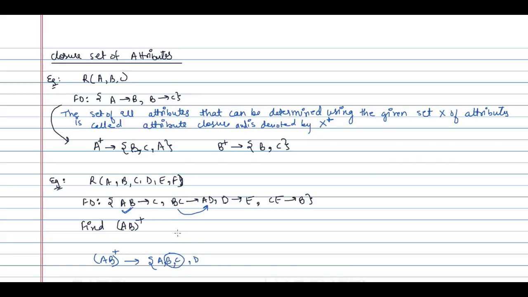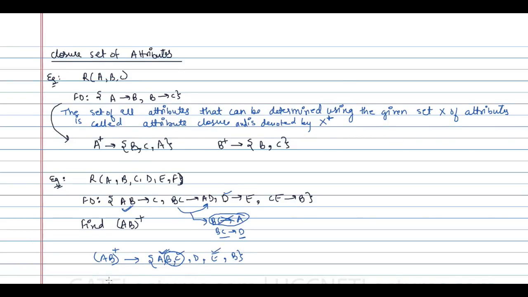See how I'm writing this one: we already studied the properties, like we can decompose this one, we can write it as BC determines A as well as BC determines D. And BC determines A, this A is already here, so we don't need this one. So BC determines D, therefore that is why I am adding D. And with the help of D, I can determine E. With the help of C and E, which is already present, I can determine B. Therefore, you can say if I take AB closure, that means I can determine A, B, C, D, E and B.